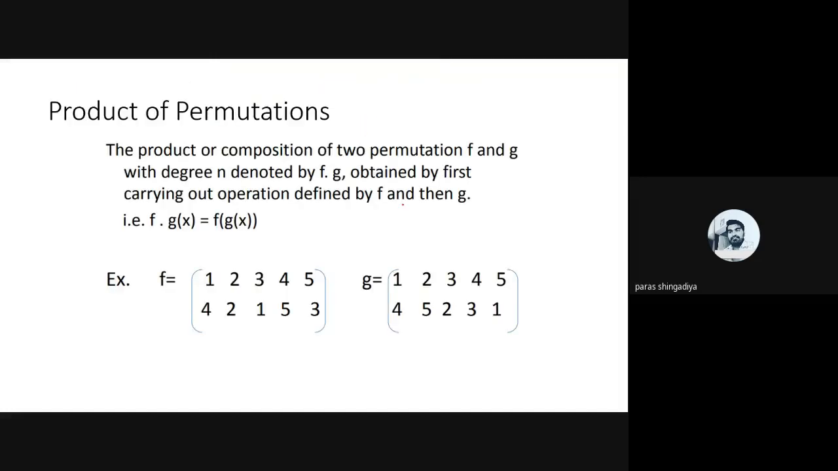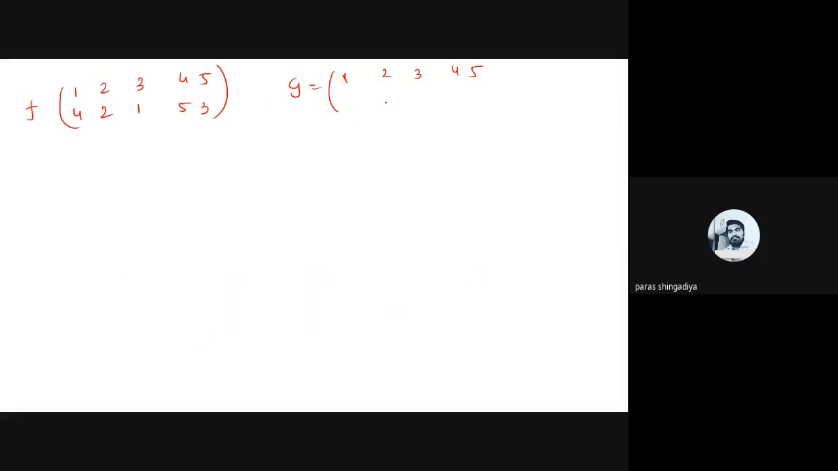And second, G is equal to, again the same input, 1 2 3 4 5, and the output is 4 5 2 3 and 1. Okay, so this data is given. These are the two permutations, and here we'll check f dot g, the product of f and g.